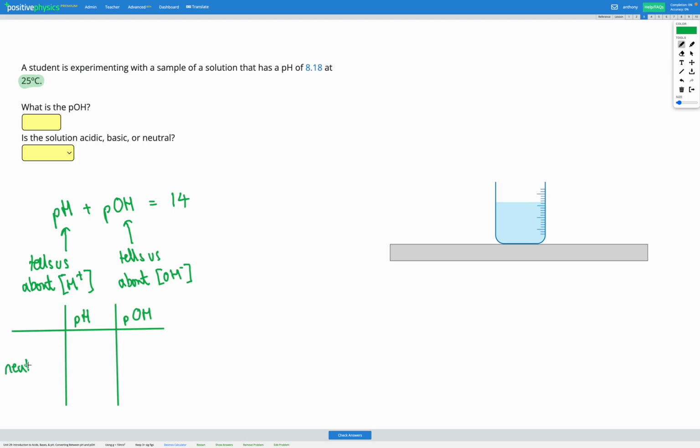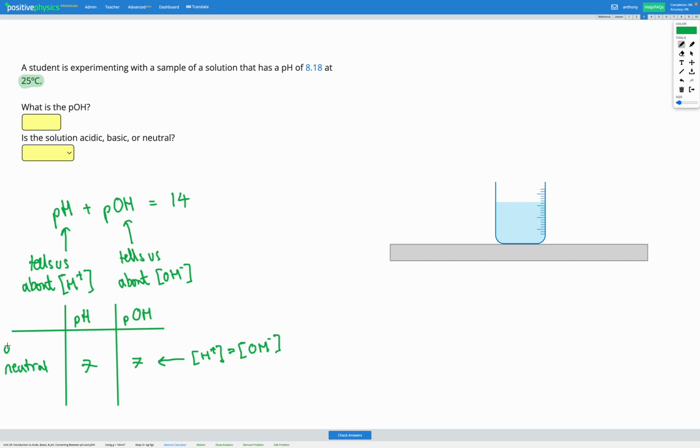In a neutral solution, the pH is 7. According to our equation up here, pH plus pOH equals 14. So if pH is 7, pOH must also equal 7 so that they add up to give 14. So here we can see the pH and pOH are the same. That's telling us the concentration of H plus is equal to the concentration of OH minus.